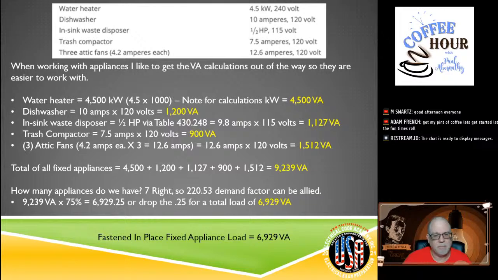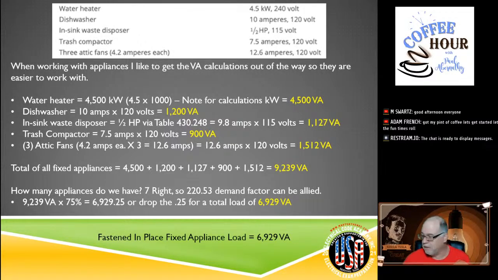So let's add it up. 4,500, 1,200, 1,127, 900, and 1,512, whatever. So there you go. That's all of these. So we have 9,239 VA. Don't trust me. Never trust, but verify. You know, people say Paul can't count. So, you know, let's do it. Or maybe you don't have me considered a trusted source yet. Maybe you don't think I know what I'm talking about. That's okay too. You know, got my trolls out there. It's all good. So that's 9,239. That's the VA we've got.